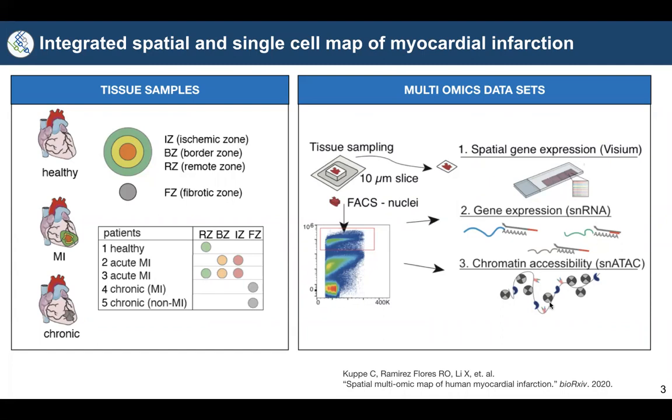The tissue samples were provided by the group of Hendrik Milting in Bad Oeynhausen. A preprint describing our analysis is already available in bioRxiv.